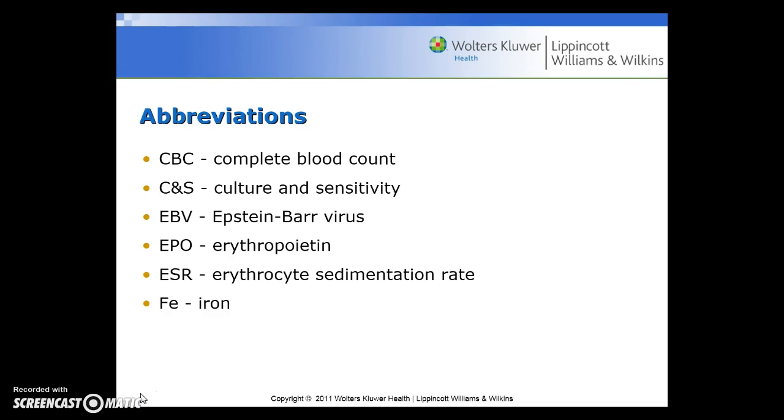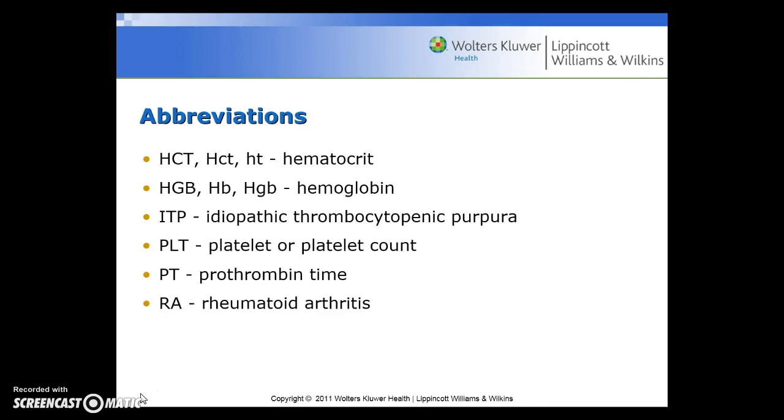EPO, erythropoietin, ESR, erythrocyte sedimentation rate, FE for iron, HCT in a couple different formats is hematocrit. So depending on where you're working, they usually have an approved abbreviation list, and you should be using the abbreviations on that approved abbreviation list only.